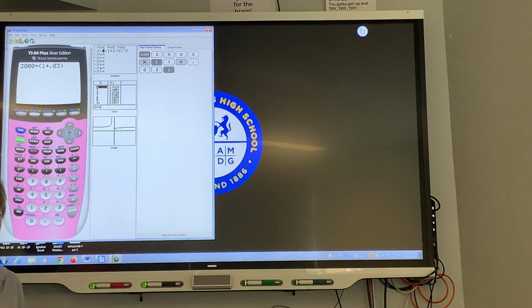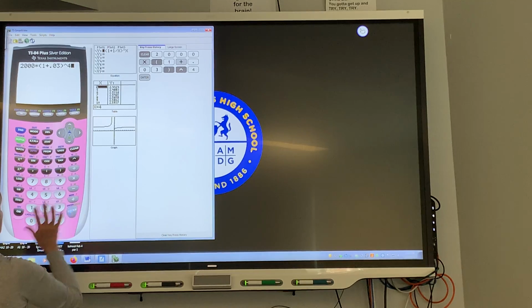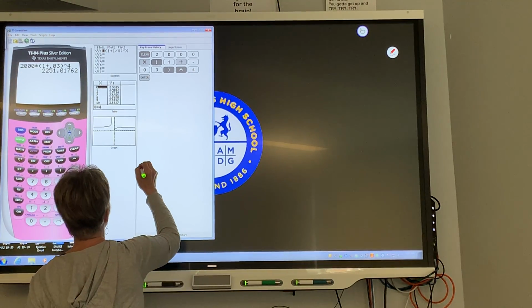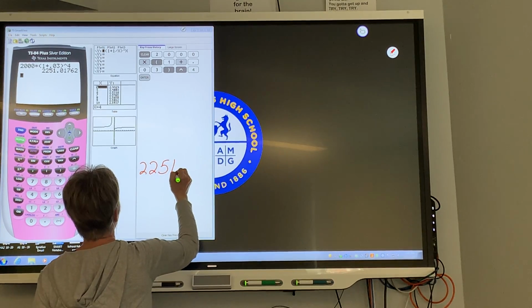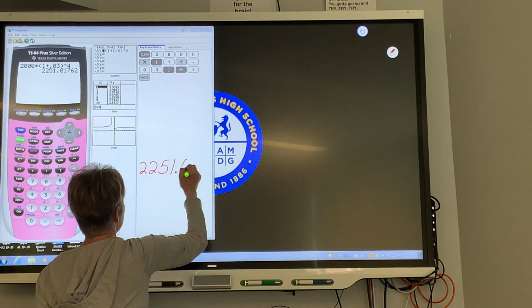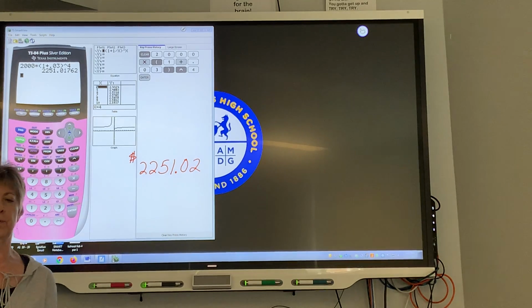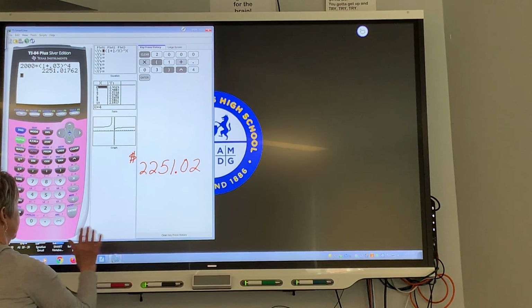Now, do you remember how to raise something to a power? You've got to use the up arrow, and I want to raise that to the 4th power. I'm going to hit enter, and if you're doing this on your calculator, I'm going to round it off to the nearest cent, and you will have approximately $2,251.02 in 4 years. Okay, so that's that one.